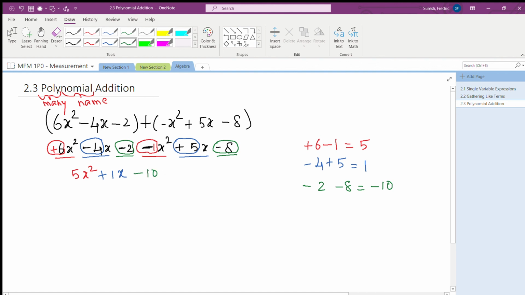All polynomial addition works exactly the same way as you see it. Complete this and try the problems that are assigned.